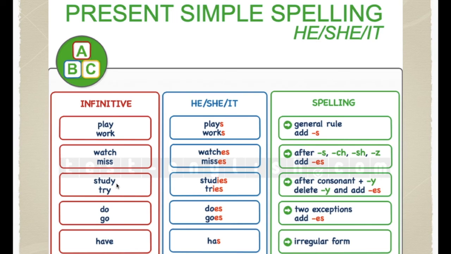There are also some exceptions, like do, we add ES, does, and go, goes. And this irregular: have, has. So these rules are very important, and they are only for he, she, and it.